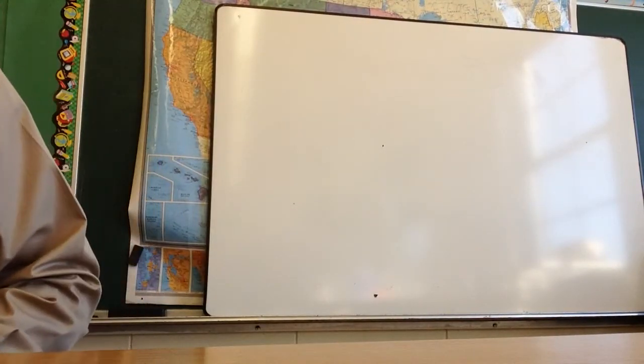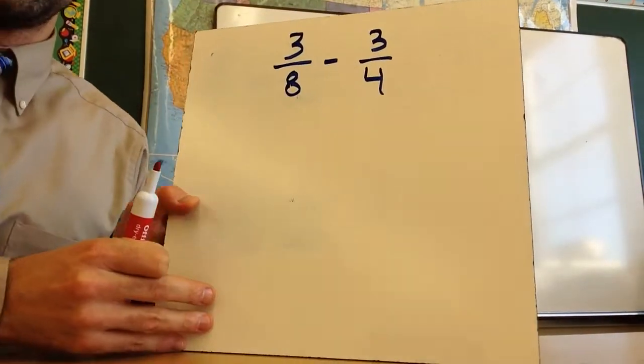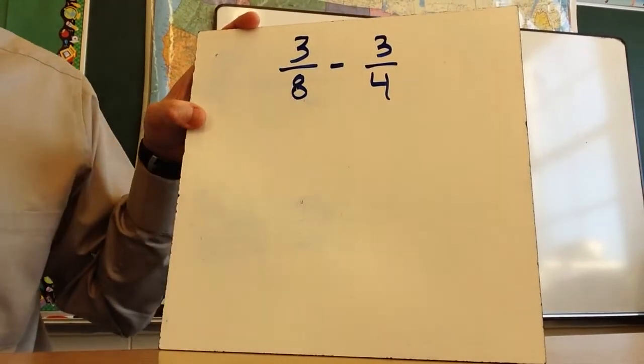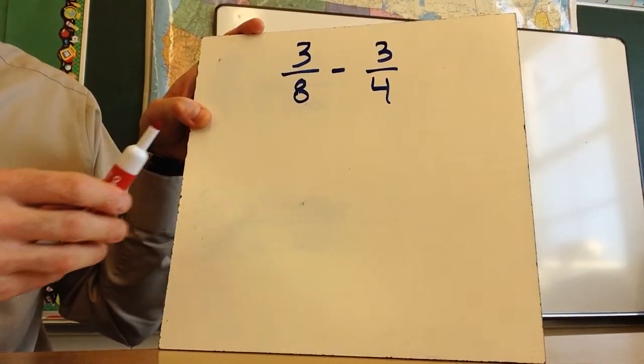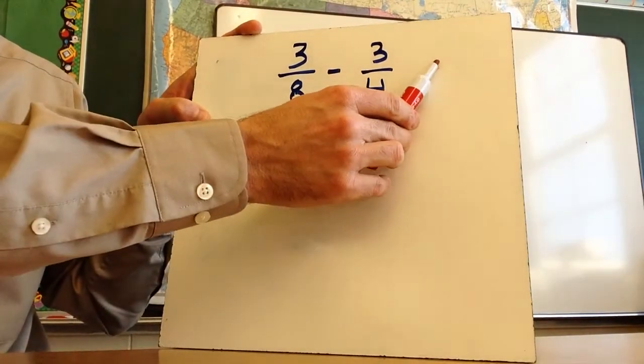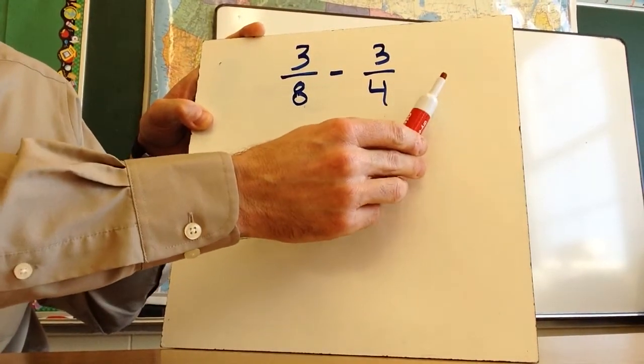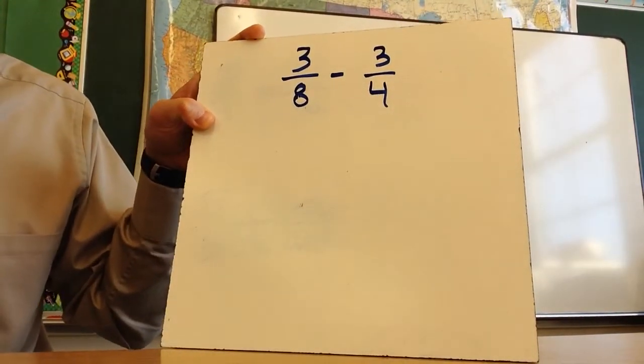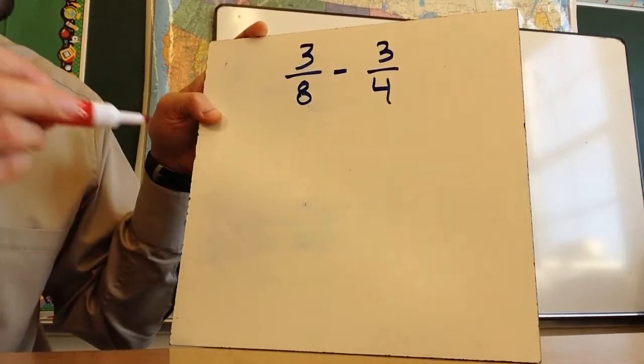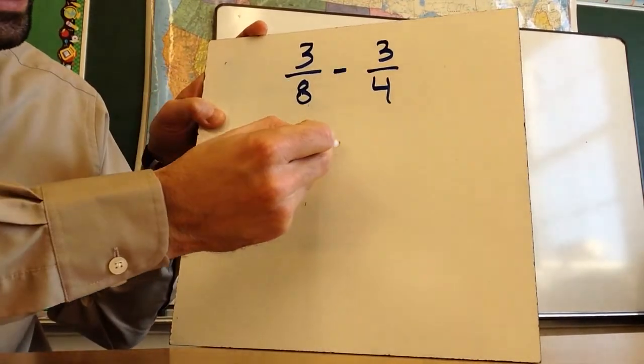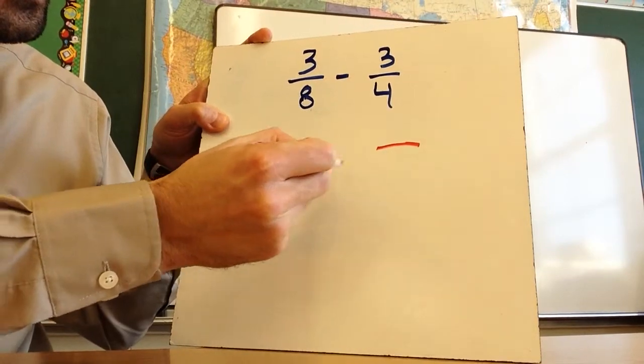Now let's talk about subtraction. 3/8 minus 3/4. Same thing, I cannot just subtract across. So this is not going to come as 3 minus 3 is 0, 8 minus 4 is 4, 0/4, and that would not be the correct answer. So I need to figure out what these have in common. They actually have an 8 in common.